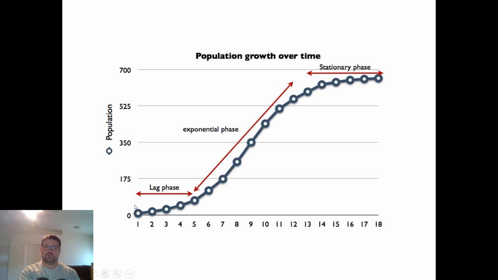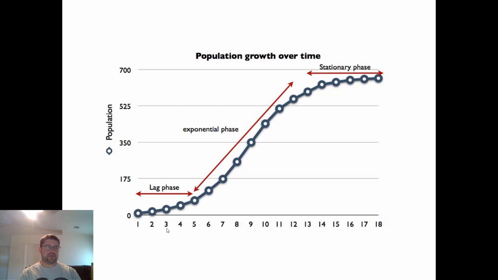Okay, and so you had a base number. It took quite a few years. If this is years, it depends on the organism. This could be months, this could be years, this could be tens of years. It takes quite a few years to start hitting what we call the exponential phase. Those early years are called the lag phase, and this is where organisms are trying to adapt to the new environment.